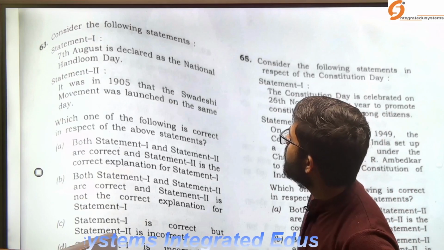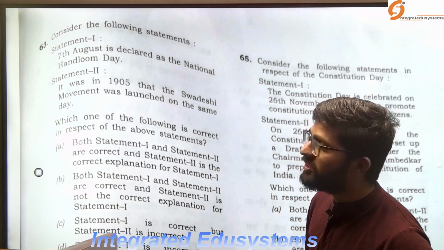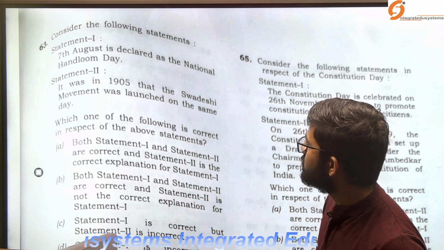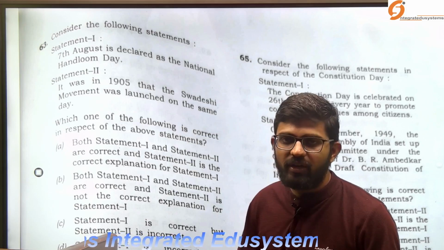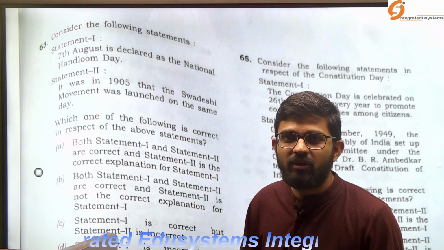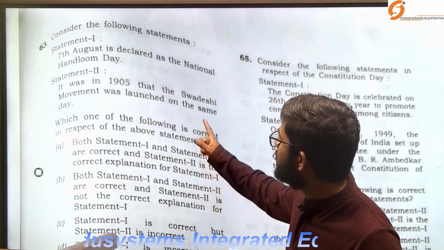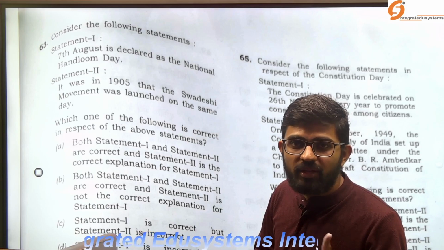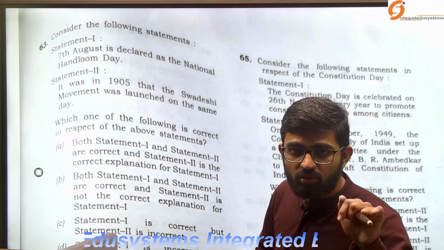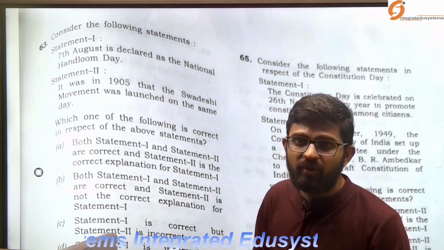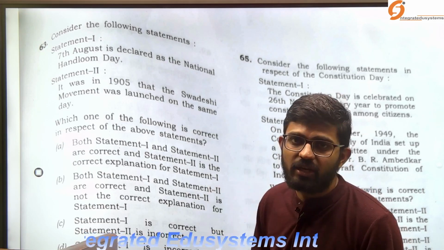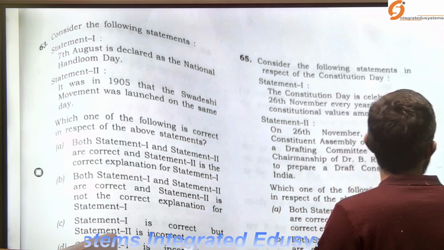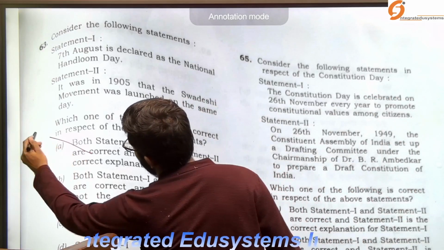Consider the following statement. 7th August is declared as National Handloom Day. It was in 1905 that the Swadeshi movement was launched on the same day. Everyone definitely does not remember which day it is, but we can understand one thing over here. When we say Swadeshi, what was the main thing? That we will not depend on imported cloth, but we will use our own cloth made by our people, because we don't have that mechanized technology. So handloom was important. So definitely A, it is explaining this. Answer is A.